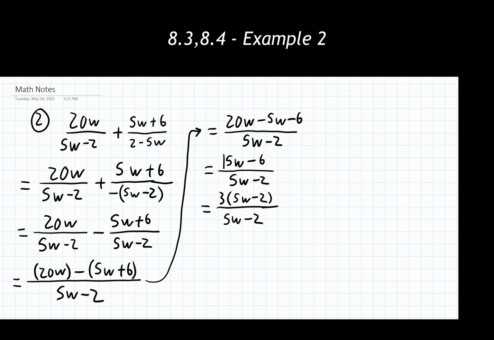So now, because I have fully factored everything, now I can look to see, can I cancel anything? And I can. I'm noticing I have a 5w minus 2 in the numerator and the denominator spot. Those cancel out and they each become 1s. And what's the only thing left over? Just a nice little 3. And we can't cancel or simplify or reduce that down any further. So our final answer for example problem number 2 is just going to be the number 3.